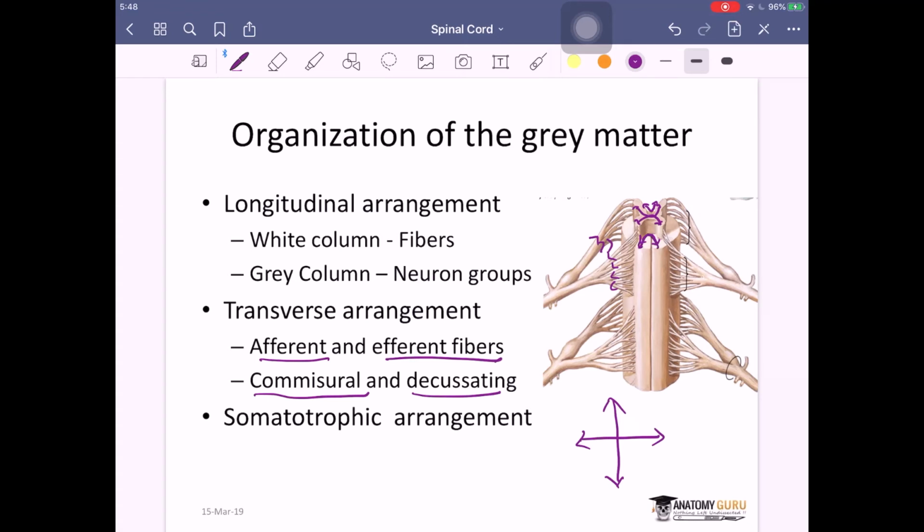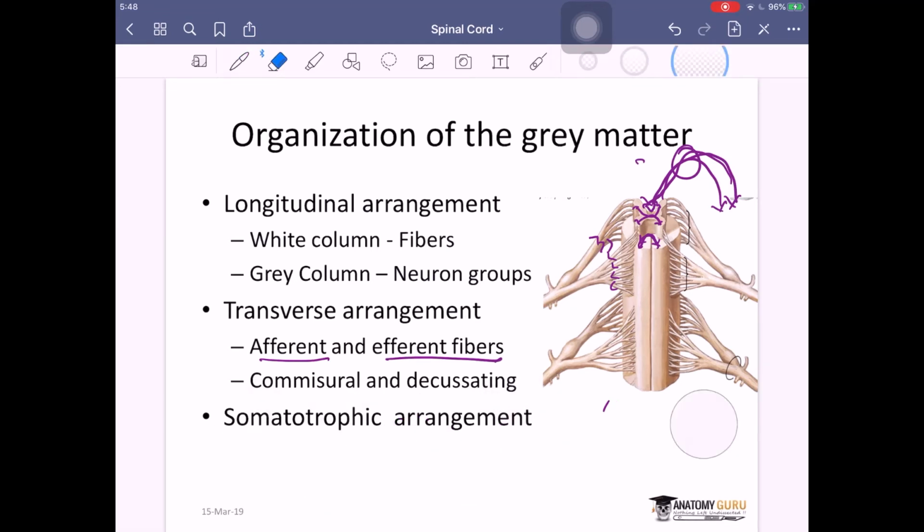Decussating means there is a crossing happening, where the right goes to the left and the left goes to the right. When the right is going to left and left is going to right, there will be a crossing of the fibers. This is what we call decussation. Let me show you the decussation. This is the decussation which is happening. The right and left are communicating, and there is decussation between the anterior and posterior commissure fibers.